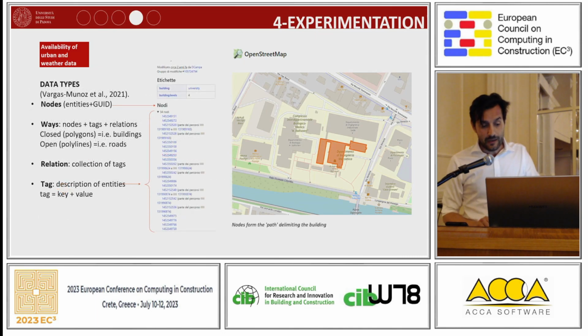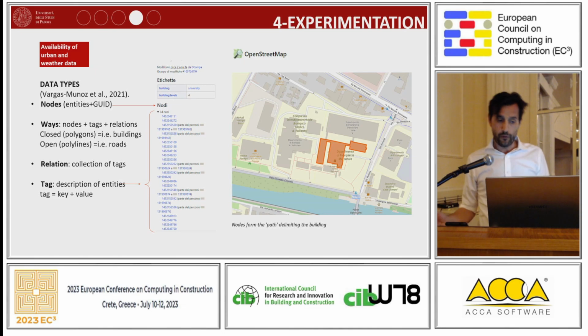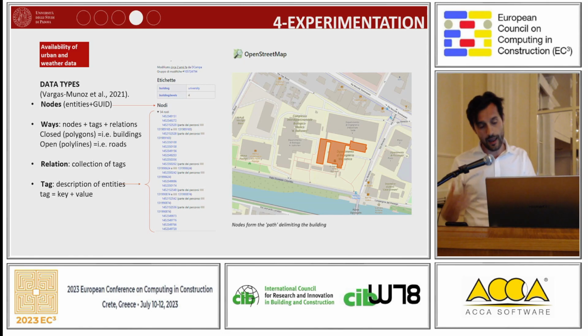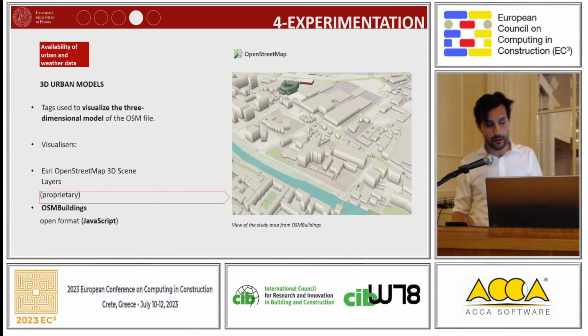The data types of OpenStreetMap are four. So we have nodes, ways, which are more or less collections of nodes, and relations, which are collections of tags, which define and specify the kind of nodes that populate the ways. And the tags are the descriptions of those nodes. So using tags and referring to the ways and the polygons, we can generate a 3D urban model.